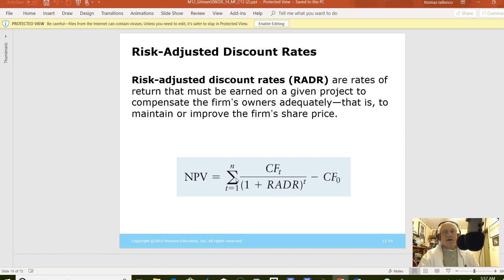This is net present value, and it's the same exact equation. But all you do is take your cost of capital and add more to it to adjust it for risk. So you have risk-adjusted discount rates, which are rates of return that must be earned on a project to compensate for how much risk you're taking on the project. Again, this is net present value as you've always seen it, and all you have here is a risk-adjusted discount rate. It's the same thing. You just pop that in.